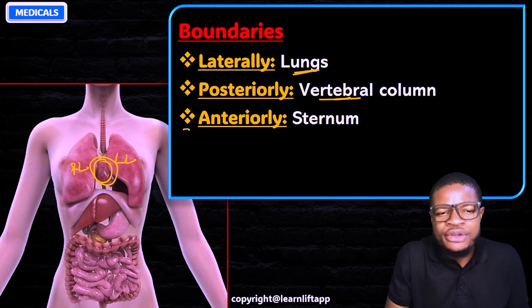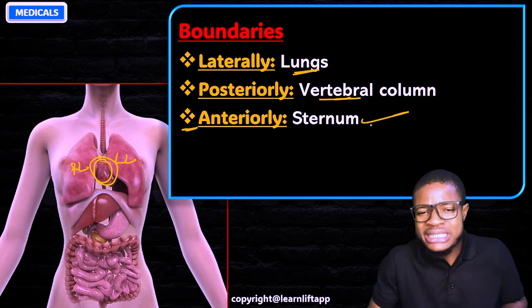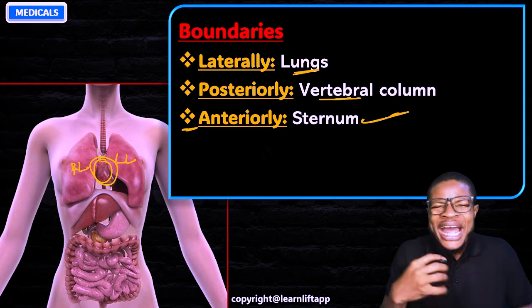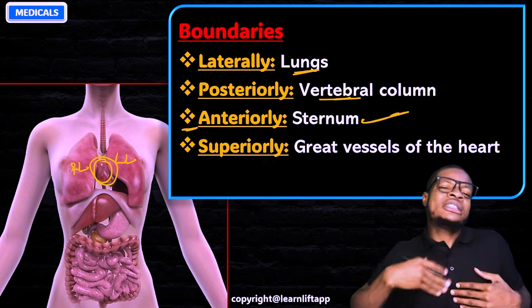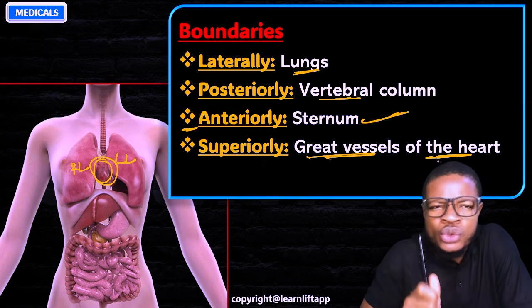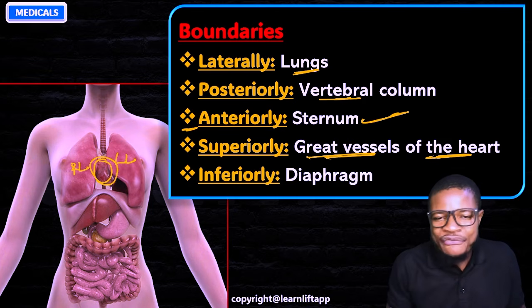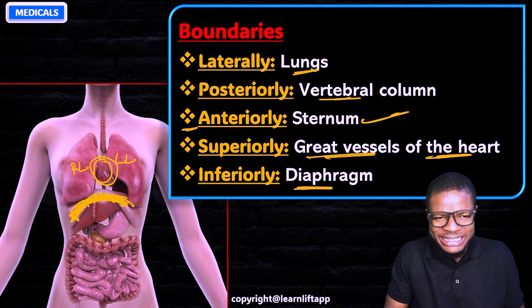The next is called anteriorly. That's in front. Anteriorly, what is it? It is the breastbone or the sternum. So anteriorly, the heart is bounded by the sternum. And then we have what is called superiorly. Superiorly, that's at the top, right? It is the great vessels of the heart. Great vessels of the heart, superiorly. And then inferiorly, which one is that? Diaphragm. You already know that. This here is the diaphragm. The diaphragm is a dome-shaped muscular structure.